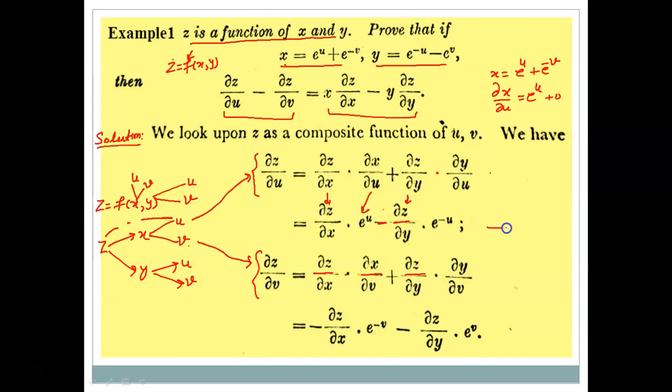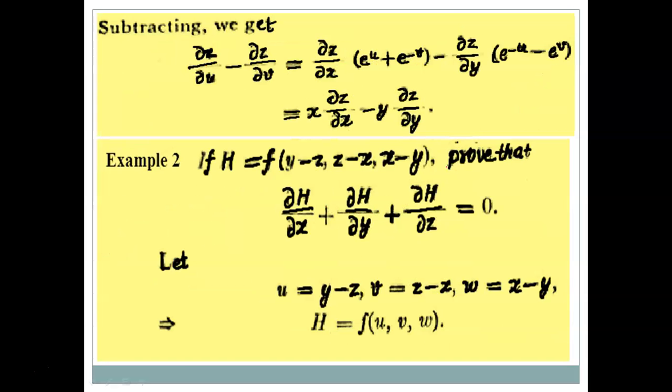Now let us say that this is equation 1. Exactly in the same manner, we evaluate the value of del z over del v, and suppose this equation is number 2. Now we want to have the value of del z over del u minus del z over del v. So what we should do over here, we should subtract equation 2 from equation 1. So the left hand side will appear del z over del u minus del z over del v, and let us see what happens in the right hand side.